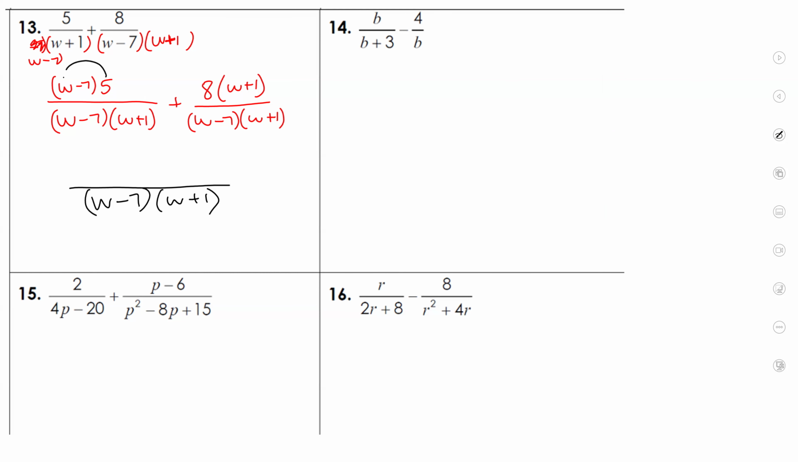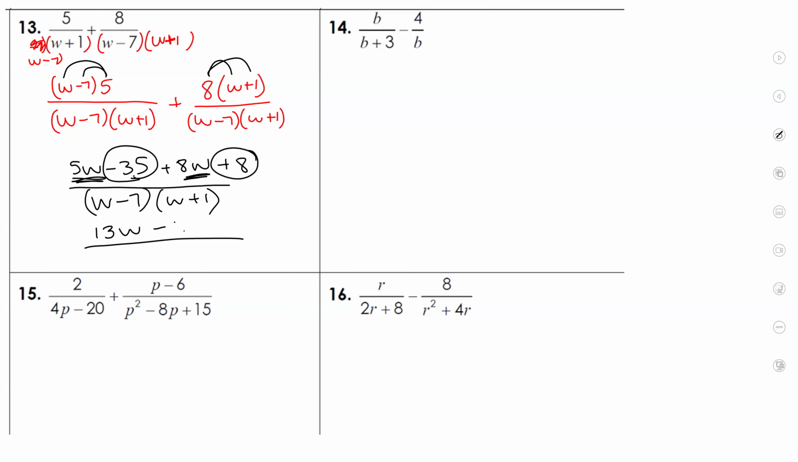Well, 5 times w is 5w. 5 times negative 7 is negative 35. 8 times w is 8w. 8 times 1 is 8. Combine like terms. So 5w and 8w, 13w. Negative 35 plus 8, negative 27. And the denominator just stays the same. That's your answer.